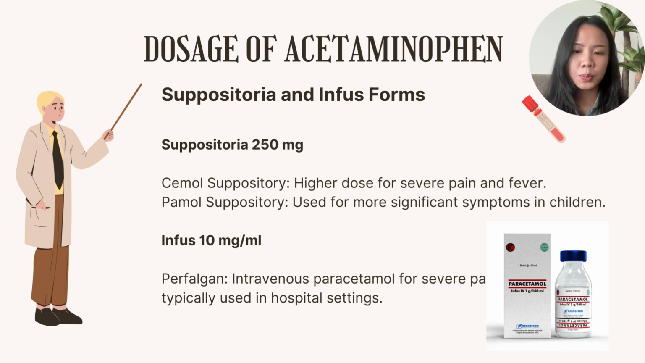And the next one is suppositoria and infusion form. Suppositoria 250 milligrams. Sanmol suppository, a higher dose for severe pain and fever. Pamol suppository, used for more significant symptoms in children. And then infusion 10 milligrams per milliliter, Perfalgan, intravenous paracetamol for severe pain, typically used in hospital settings.